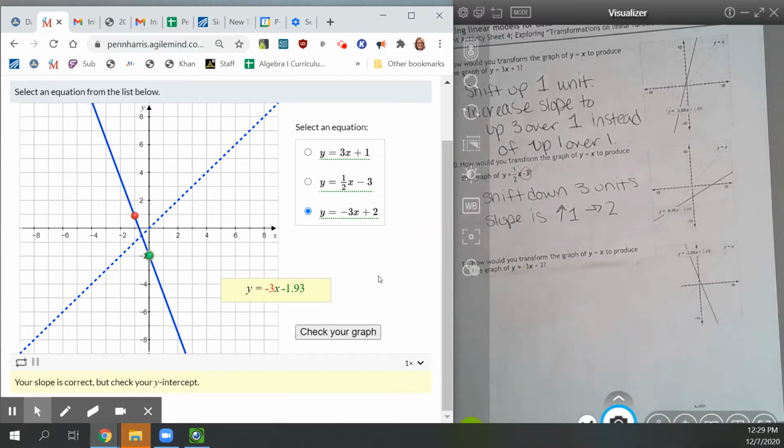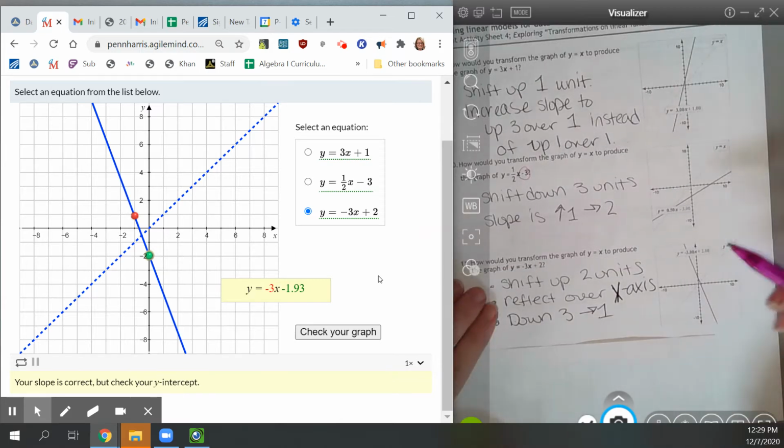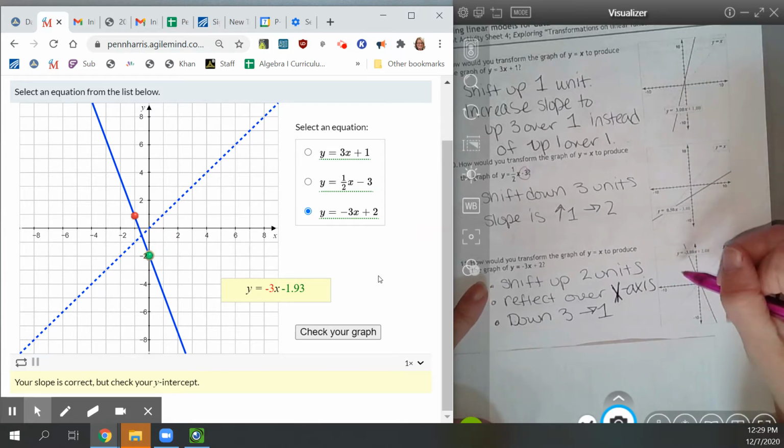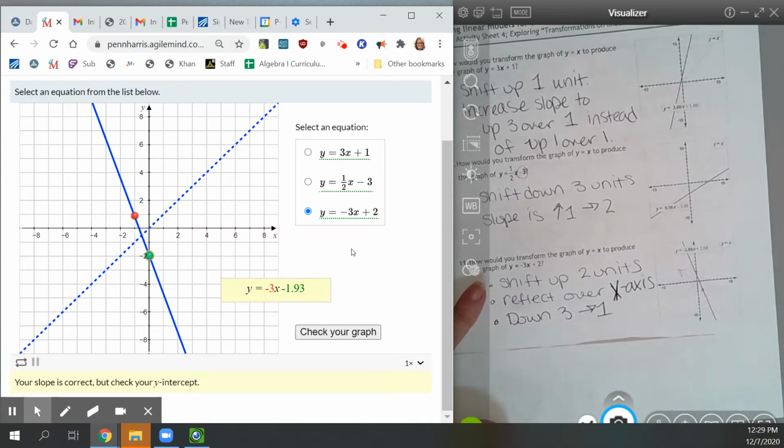Check my graph. Okay. So there's a couple of things that we can say. Shift up 2 units, did that. Reflect it, so we made it go this way. And then we went down 1, 2, 3 units and over 1 unit.